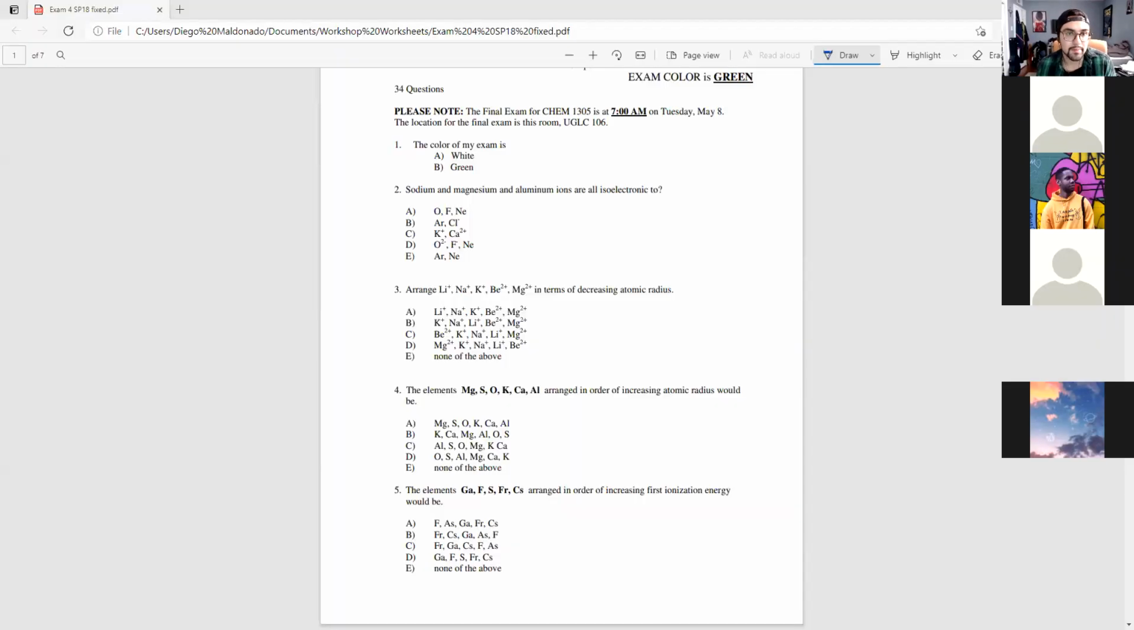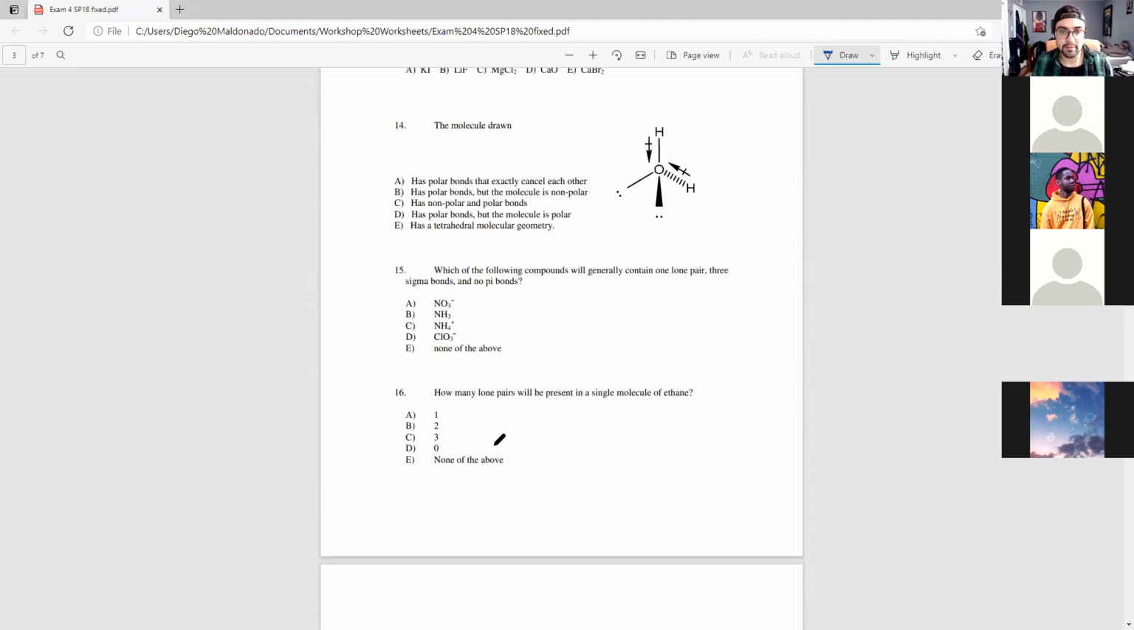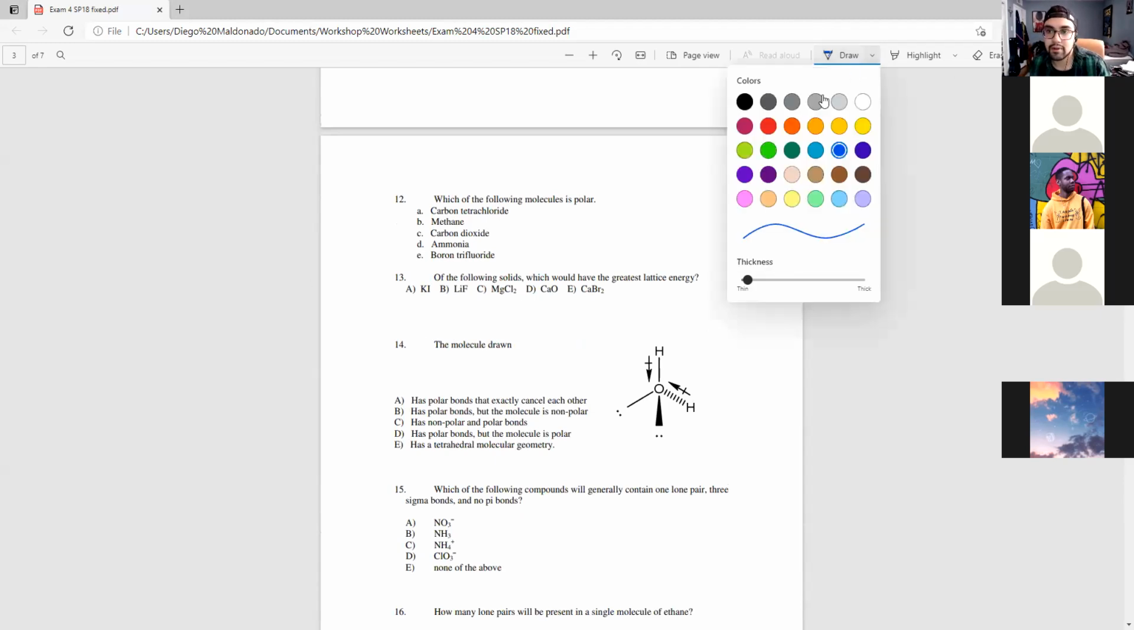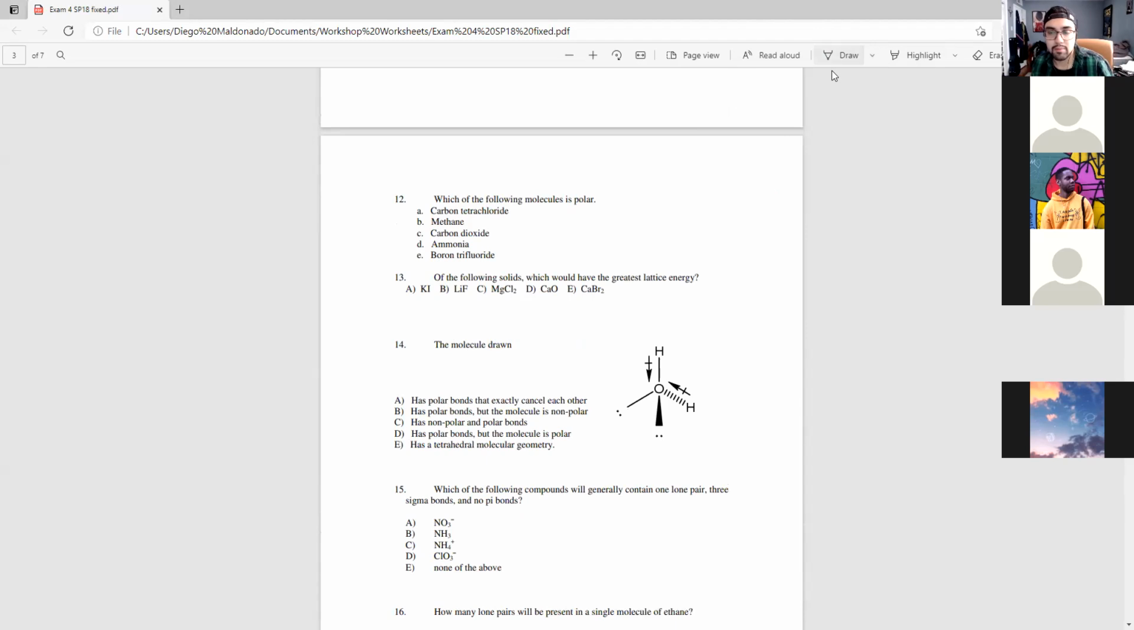Okay. So for this, I believe Paulina stopped here at problem 14. So for problem 14, the molecule drawn, this is a weird one because you kind of have to look at the molecule. First of all, which molecule is this? H2O. Yep, H2O.